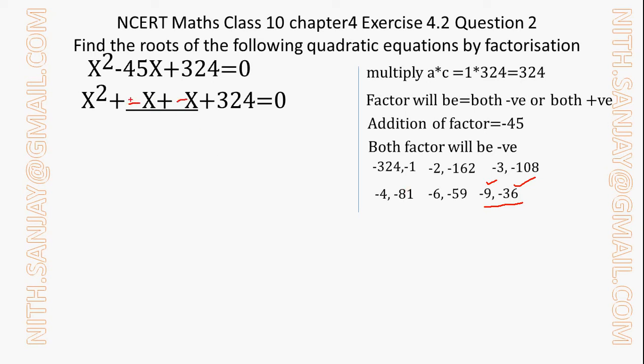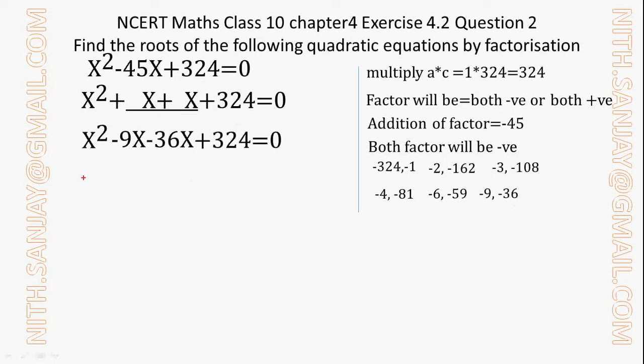So I will place one number here, another number here, to solve this quadratic equation by factorization. I have written x square as it is. Here I have put minus 9x, because I have placed this minus 9 here, so this becomes minus 9x. Here I will place minus 36x, which I am getting from here. Then plus 324 is equal to 0, which was already there.